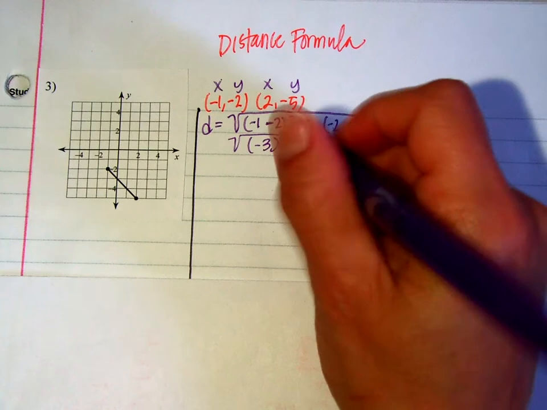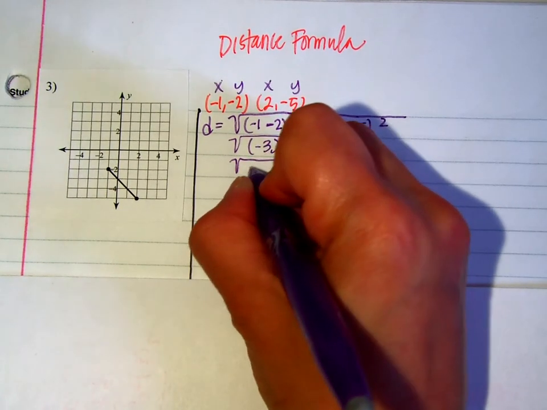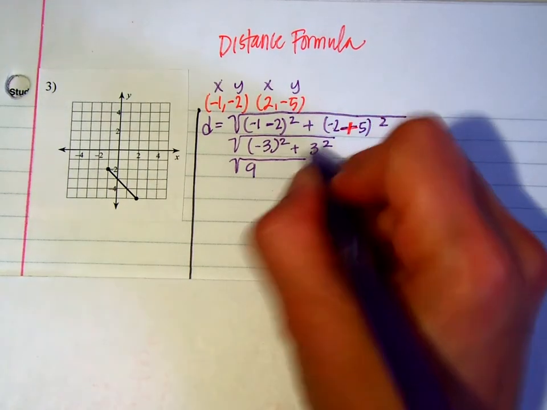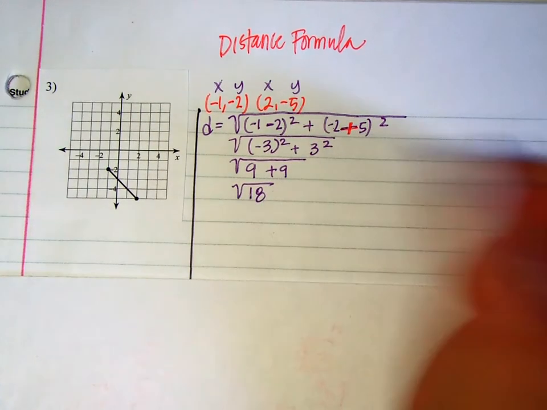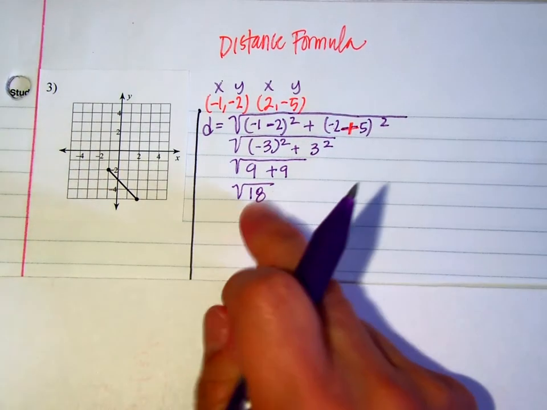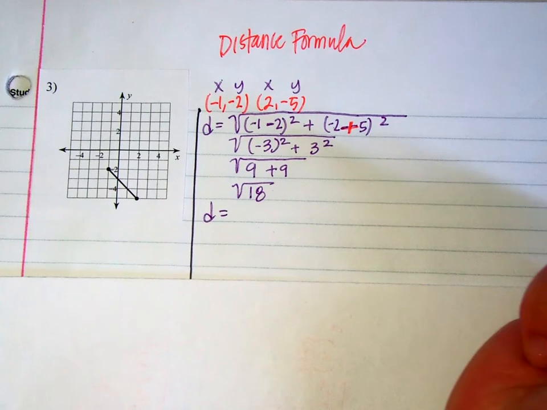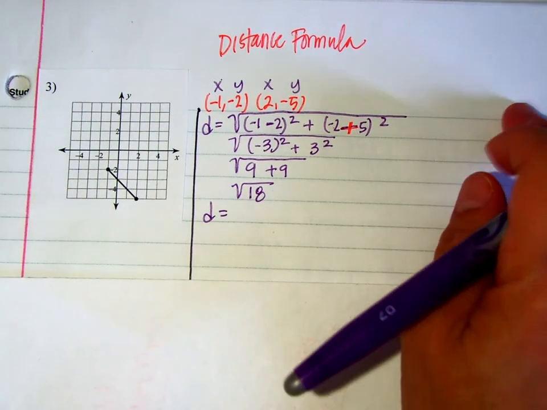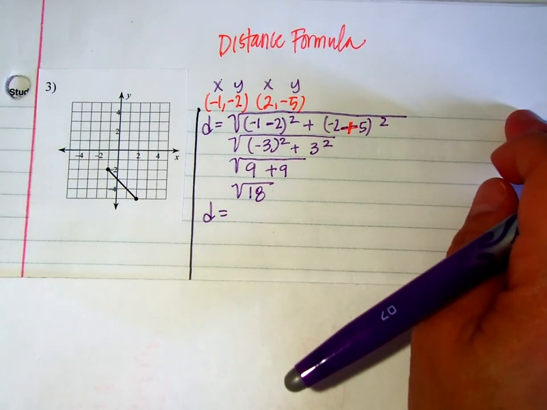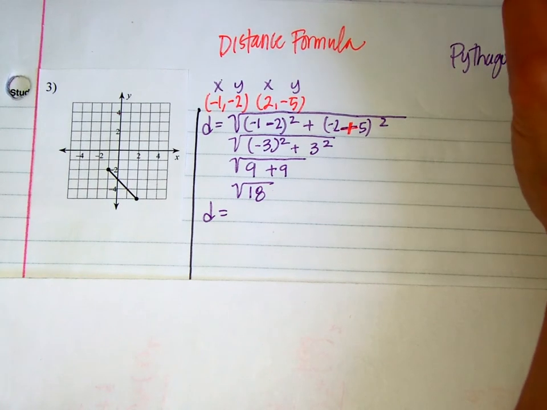Okay? Now I just simplify. Negative 3 times itself is going to be a positive 9, and a 3 times itself is going to be a 9. Add those together, and I'm going to get the square root of 18. Okay? So I'm going to stop here. I know I have to keep on going to find how long that segment is, but I want to now tackle using the Pythagorean Theorem modification, okay? So what if I try using Pythagorean Theorem?